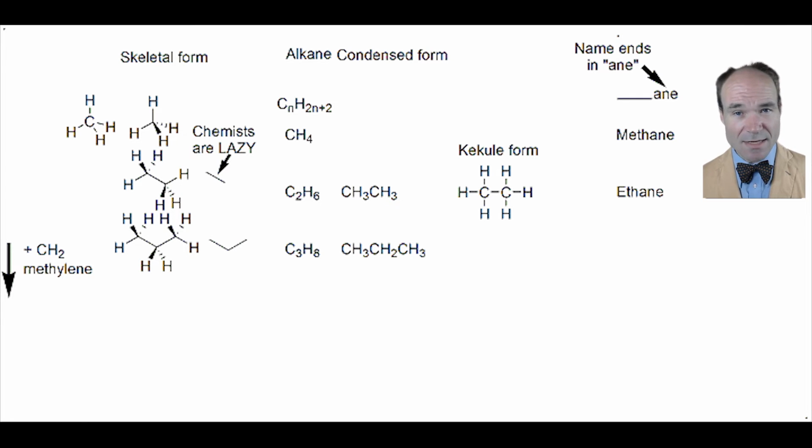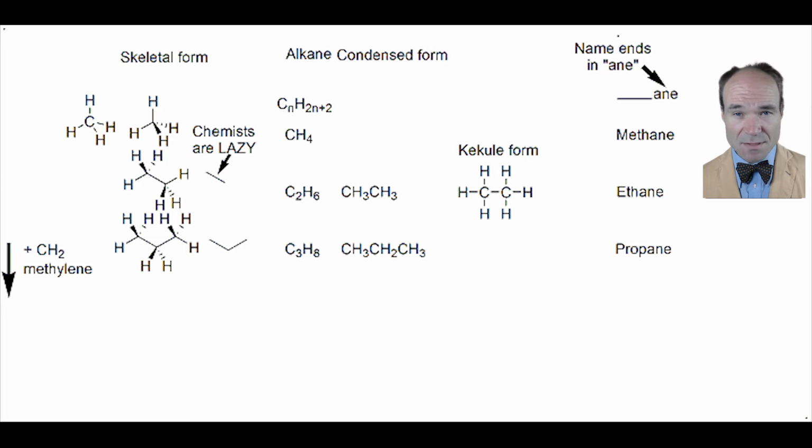Ultimately, we have to provide a name, and I think you're spotting we can't get away without having ane at the end. So it's going to be something-ane. The something will tell us that there are 3 carbons, and that's always going to be indicated by the term prop. So a 3-carbon alkane must be called propane.